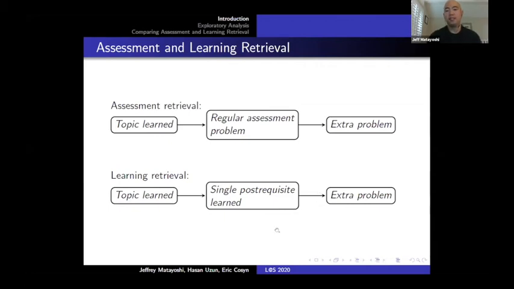The assessment retrieval is analogous to what you'll see in the literature on retrieval practice, the laboratory experiments. That's pretty close to what's happening in those works. The learning retrieval is a little bit different in that we're not specifically assessing, but the student is going to learn some related material, and we're going to see how that helps with the retention.